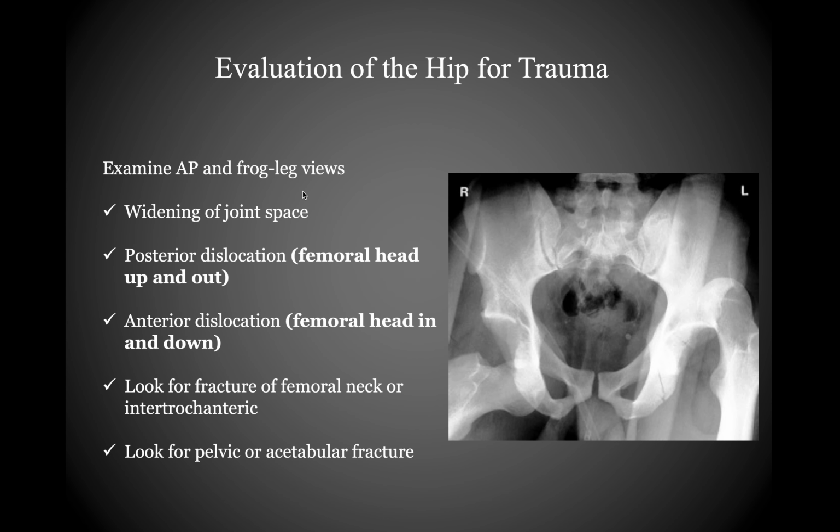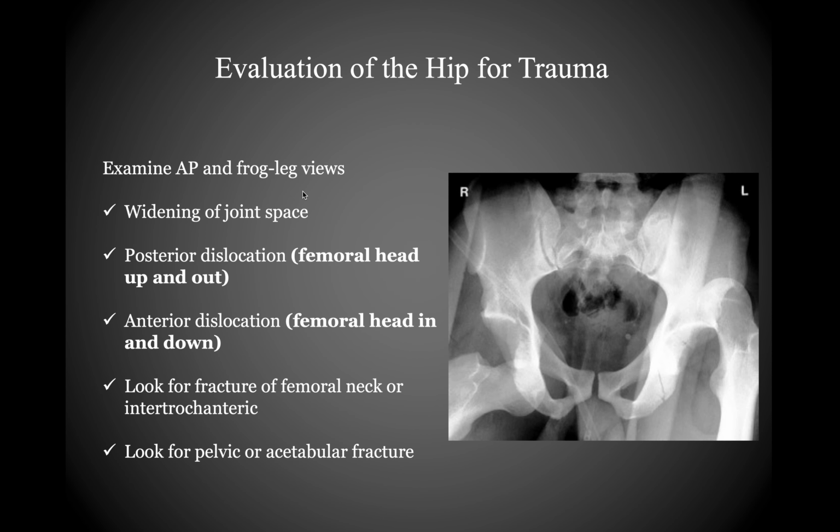All right, so looking at how to evaluate the hip, most of the time we're looking for either a traumatic injury or a number of different types of pathology, such as avascular necrosis, aseptic necrosis, osteoarthritis, etc. And so when you're evaluating the hip, especially for trauma, you want to be looking at usually two views, an AP view as well as a frog leg view. And then in terms of the specific places that you want to be looking for widening of the joint space.